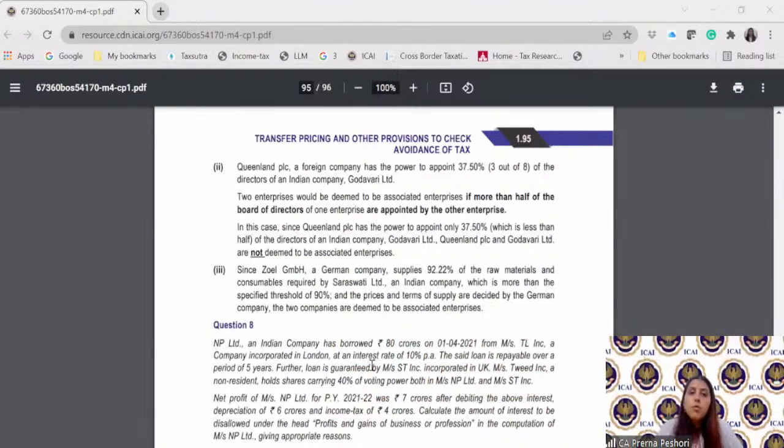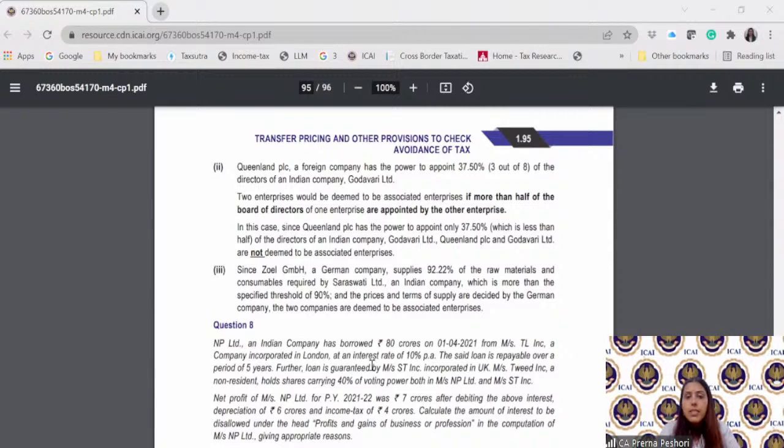Question number 8. NP Limited, an Indian company, has borrowed 80 CR on 1/4/2021 from Messrs. TL INC, a company incorporated in London, at an interest rate of 10% per annum. The said loan is repayable over a period of 5 years. Further, the loan is guaranteed by Messrs. ST INC, incorporated in UK.